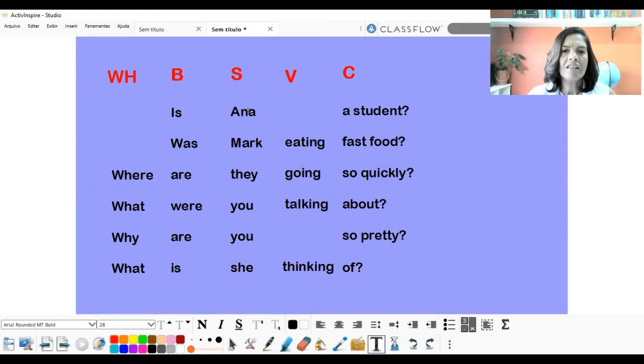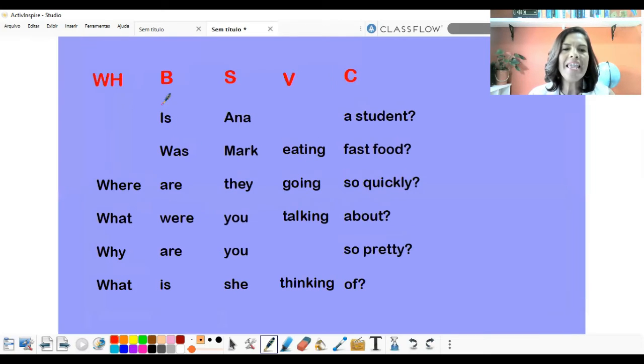So, is Anna a student? Right? In here, the verb to be is the main verb in the sentence. It is the only verb. Is Anna a student? Are you well? Is he Paul? Okay? So it's the main verb. Now have a look here.